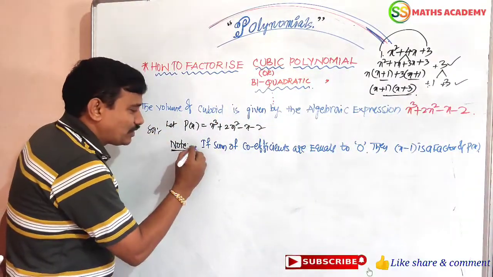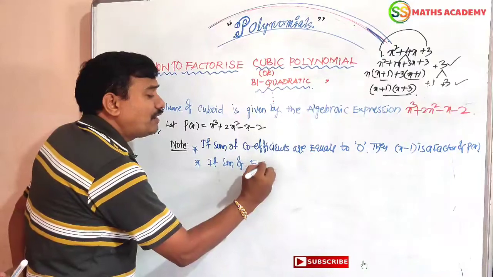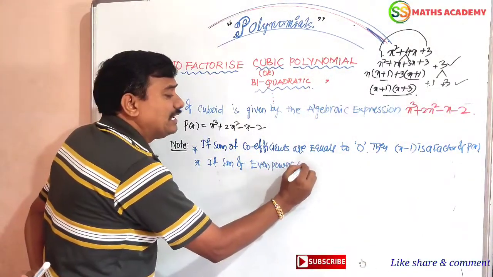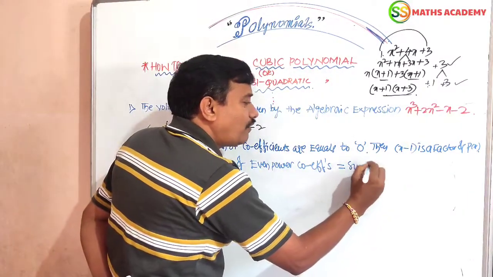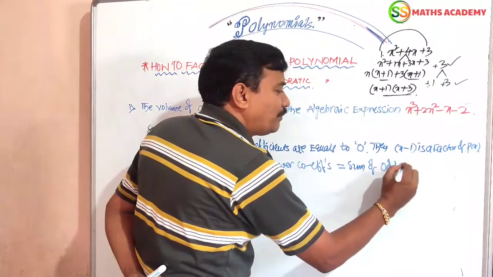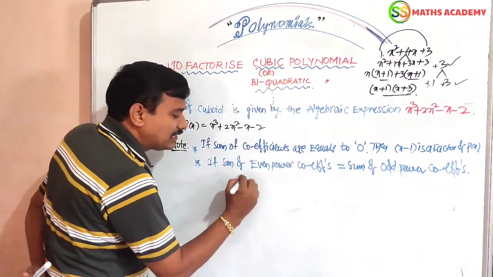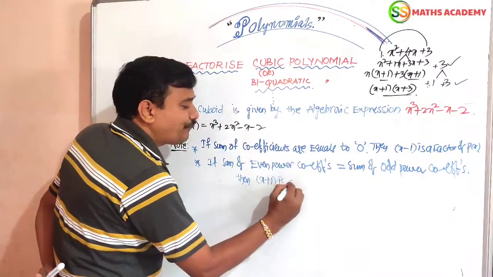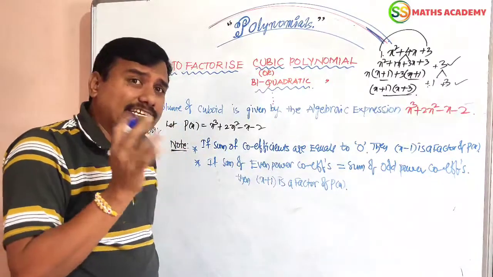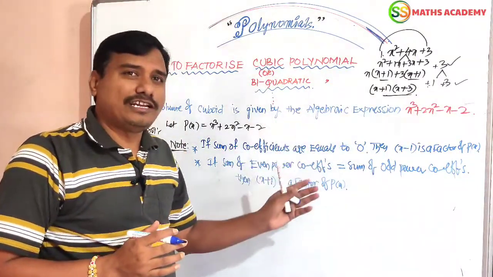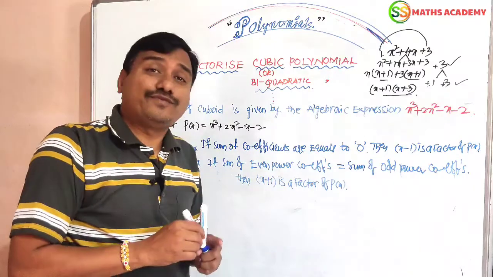Clear? Next, second note. If the sum of even power coefficients is equal to the sum of odd power coefficients, then we can say that x plus 1 is a factor of p of x. 99.99% of such cubic or biquadratic polynomials have at least one of these two properties. Now, which of these two properties does this question fit?